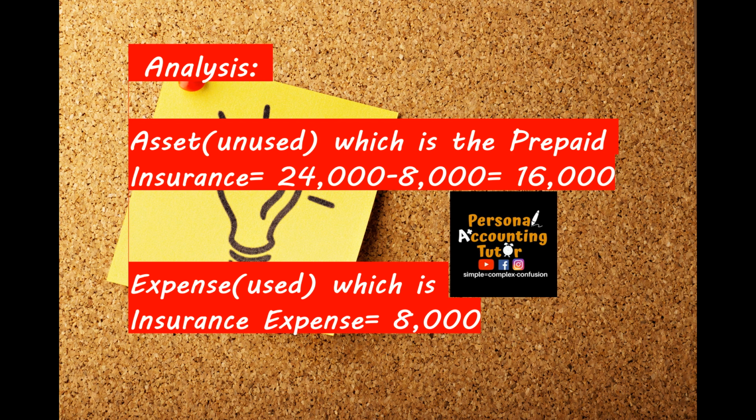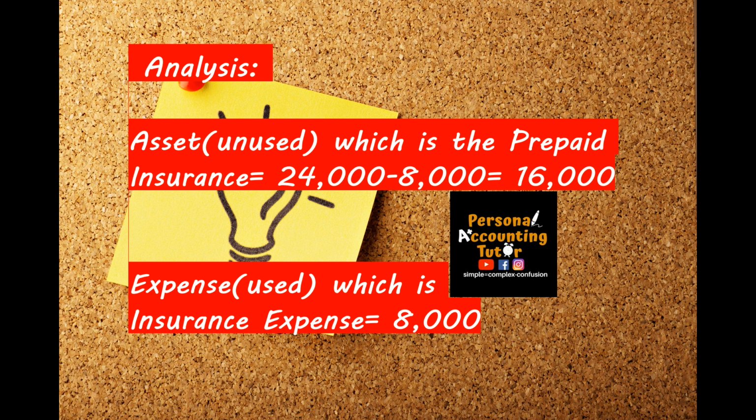On December 2030, the asset, which is the prepaid insurance, is now 16,000. We're talking about the actual balance here. So, why is it 16,000? It's the 24,000 initial recording minus the used 8,000, or the expired portion. Now, that expired portion, which is 8,000 again, goes to our expense account, the insurance expense.